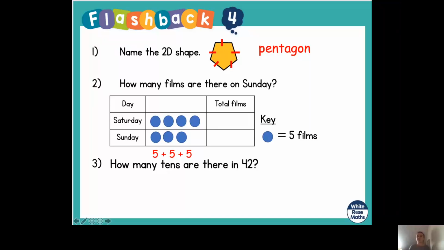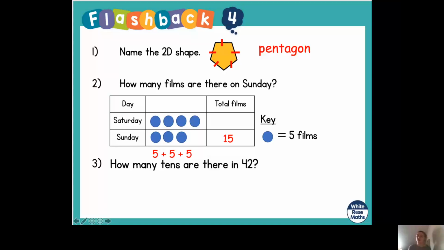So are you ready to count with me in steps of 5 3 times? Okay, tell me when to stop. 5, 10, 15. Yes, you're right. I need to stop there because I've counted 3 steps of 5 and I got to the number 15. So therefore, there were 15 films on Sunday. Okay, what about number 3?